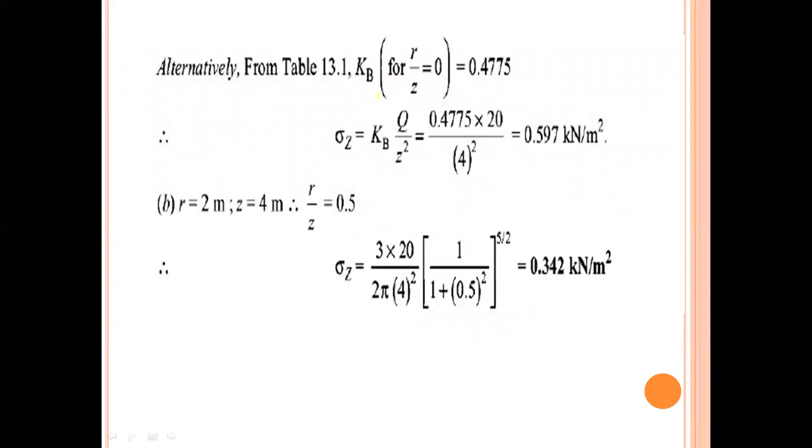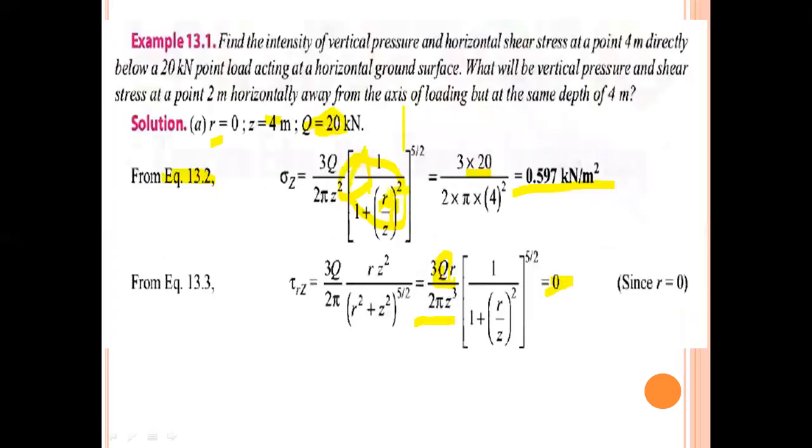So next, alternately, KB equals 0.4775 for R by Z equals 0. Sigma Z equals KB into Q by Z square. KB value is 0.4775 into Q value, the load 20, divided by 4 square, that equals 0.597 kilonewton per meter square. So the next condition is the vertical stress at a horizontal distance.